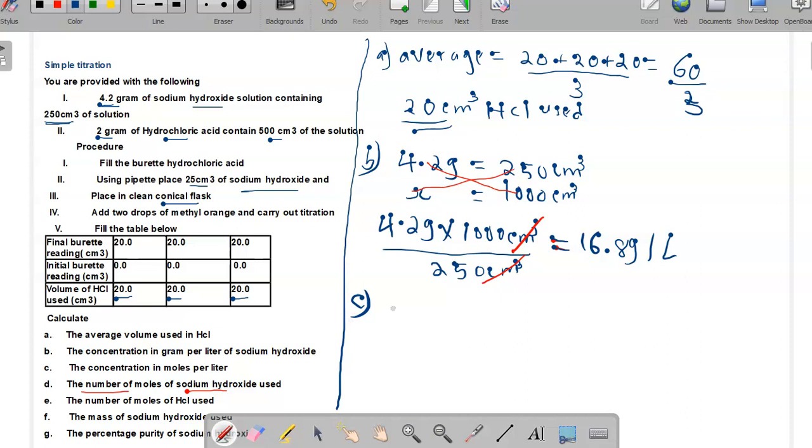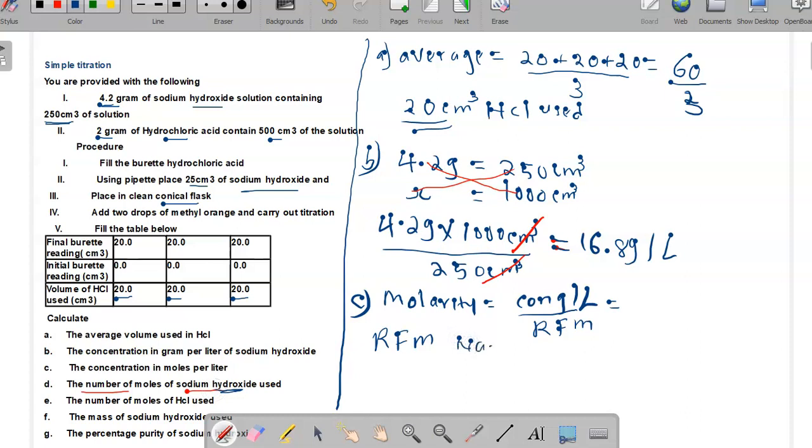So let us also calculate the molarity, the concentration in moles per liter. Concentration in moles per liter means molarity. Therefore, molarity can be obtained by using this formula: molarity is equal to concentration in gram per liter over RFM. The concentration in gram per liter we have already obtained in part B, which is 16.8 gram per liter. So let us get RFM. How can we get RFM? RFM of which solution? The solution in part C they are asking is sodium hydroxide.